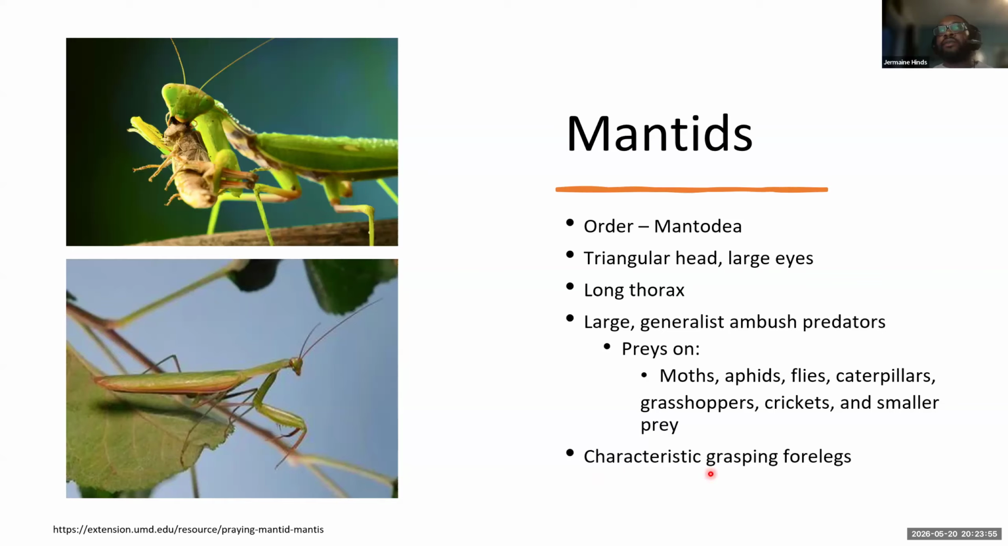They have characteristic grasping forelegs. Remember when we talked about legs, we talked about raptorial. So here you can see it in action. This looks like a grasshopper or a cricket, and you can see the grasping legs holding it tight, allowing it to finish it off.